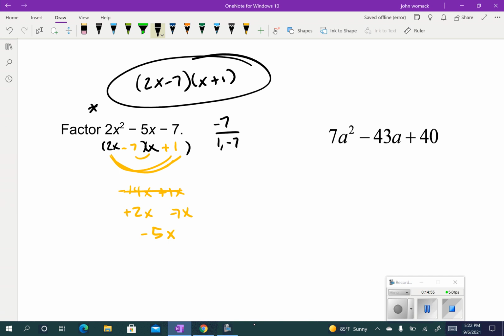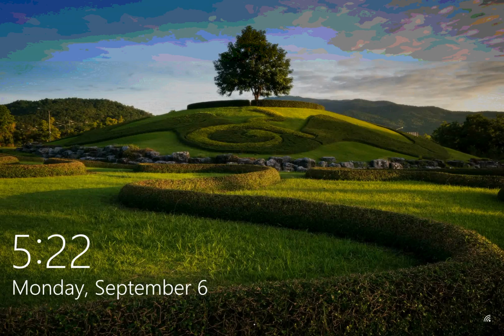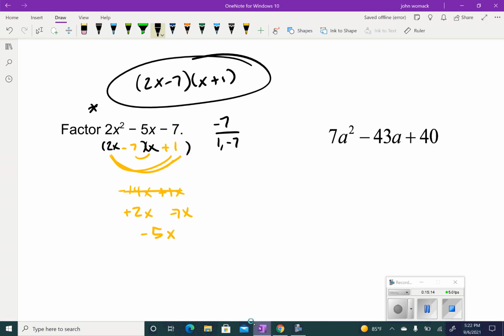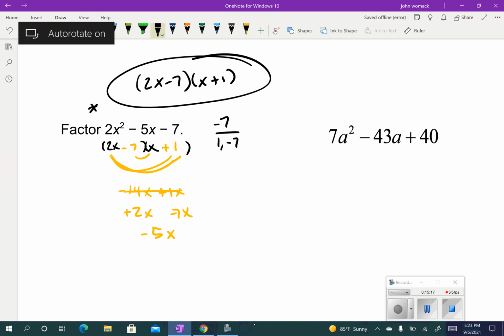Okay, let's try this next one, because this next one has a lot more combinations. All the ones we've done up until now, you've only had 2 to 4 options. This one's going to have a whole bunch more. So I want to show you one of those examples. Hold on just a second. Don't know if the screen went out on you there, but it did on me. Okay, now we're back. All right, so we're going to go 7a squared minus 43a plus 40.